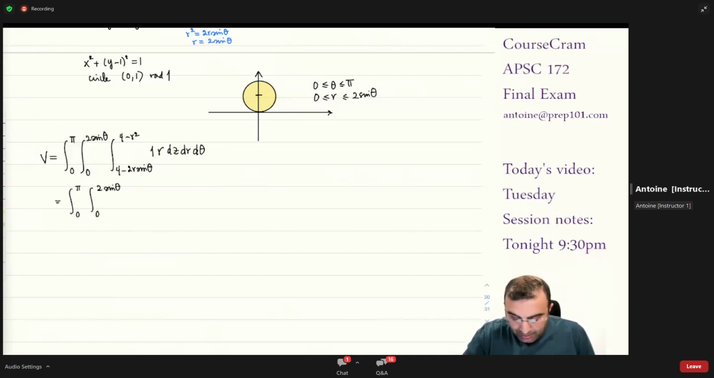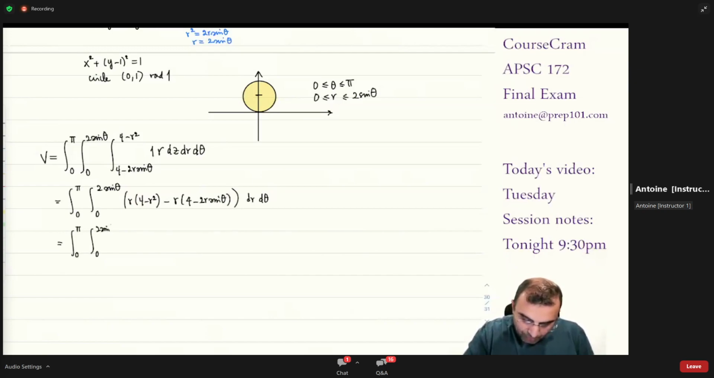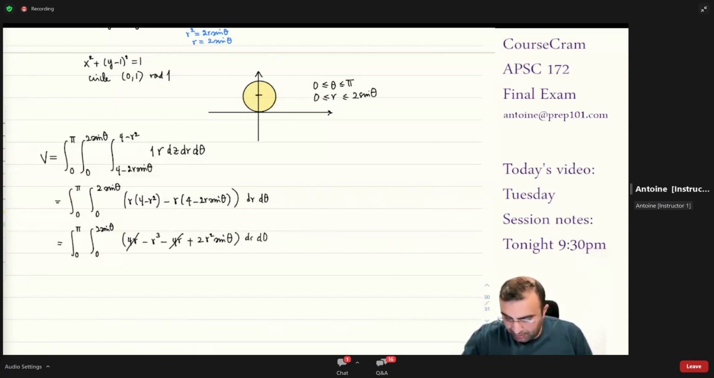The integral of r dz is rz. So then I'm going to put the bounds for z right away. r times (4 minus r squared) minus r times (4 minus 2r sine theta). You can see that this integral is a little bit annoying. So this is the integral from 0 to pi, the integral from 0 to 2 sine theta of 4r minus r cubed minus 4r plus 2r squared sine theta. 4r minus 4r is gone, dr d theta.